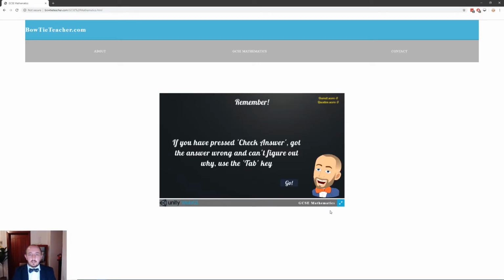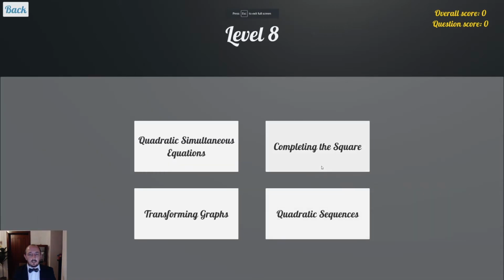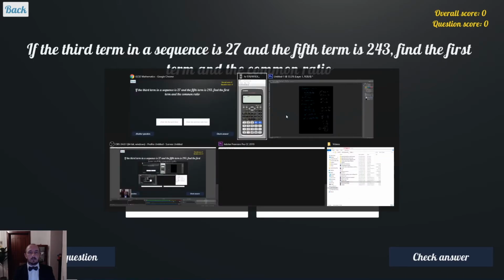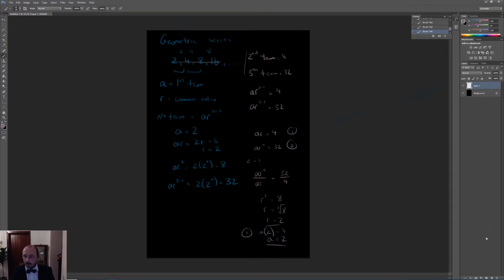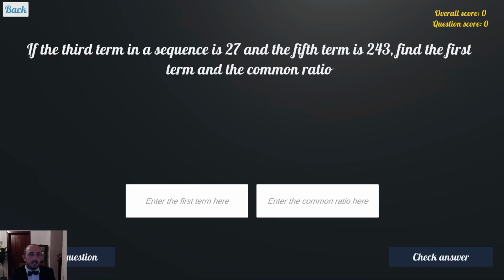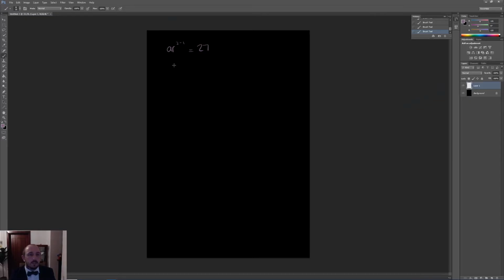Let's hop over to bowtieteach.com and go to the level 8 tab and look at some sequences here. If the third term in the sequence is 27 and the fifth term is 243, find the first term and the common ratio. So let's just do a new layer here. The third term is going to be AR to the power of 3 minus 1, which is 27, and the fifth term is 243. So AR to the 5 minus 1 is 243.